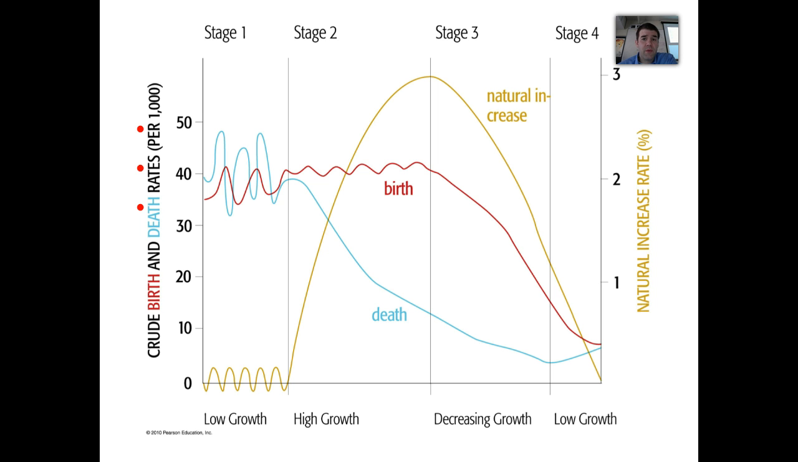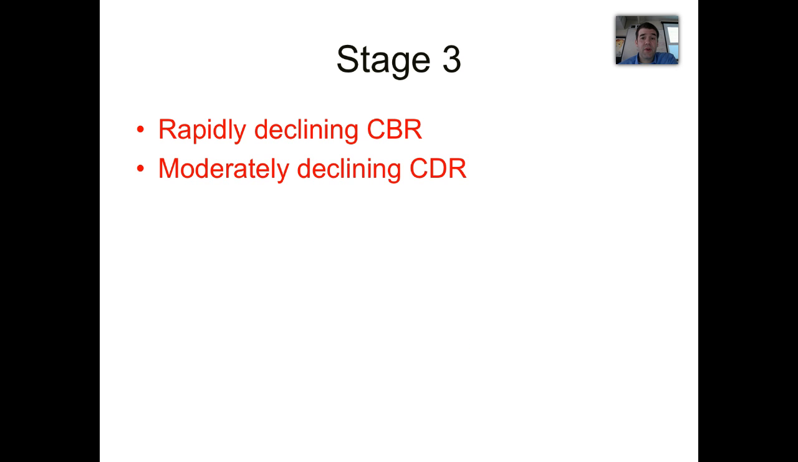Women were generally at home, and you still had this way of life in which death rates are now rapidly declining, causing this increase in natural population. That brings us to stage 3, and where we start to actually see a declining birth rate.